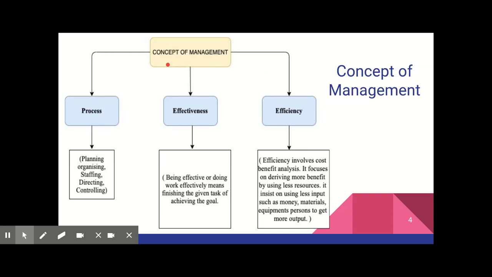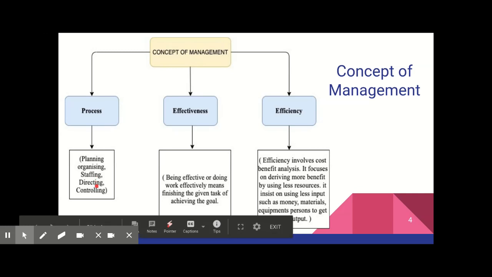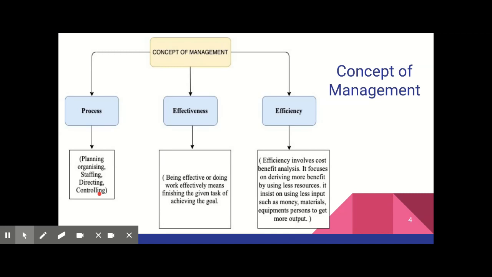In this pictorial representation, they have given the concept of management as a process. The process involves five functions, namely planning, organizing, staffing, directing, and controlling. Planning is what is to be done, how it is to be done, and who is going to do it. Organizing is, after deciding what is to be done, identifying the activities and dividing them into different departments, framing the organizational structure. All those things come under organizing.